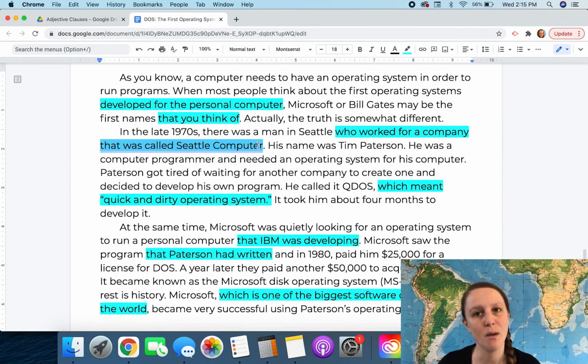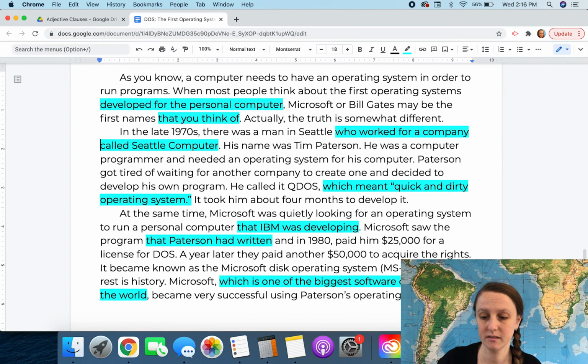This follows the same rule as our first one. We have that, a subject relative pronoun, and a be verb, was. So we can delete these two, and then called Seattle Computer is our adjective phrase.